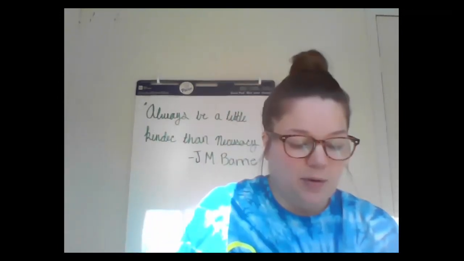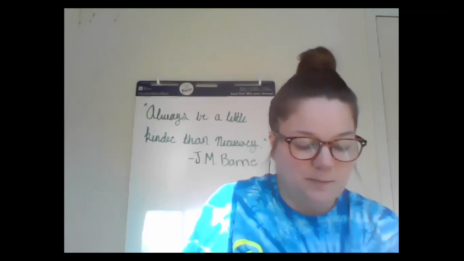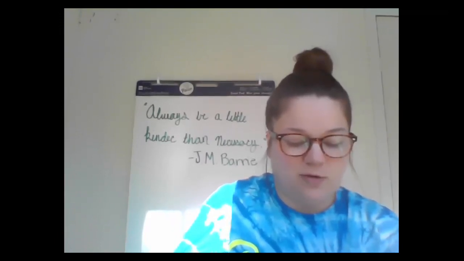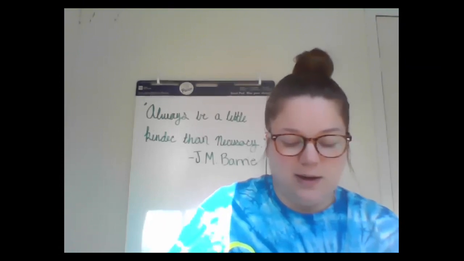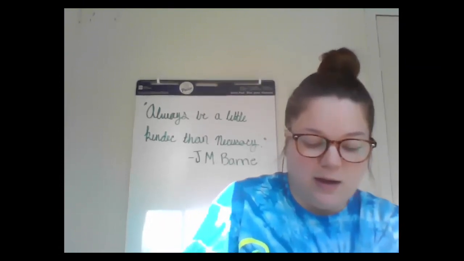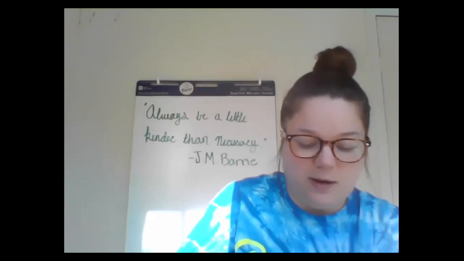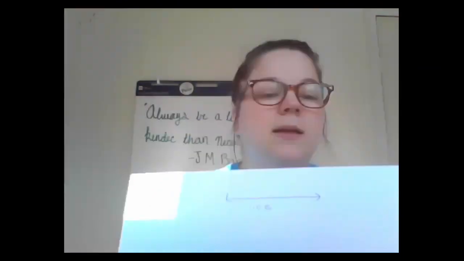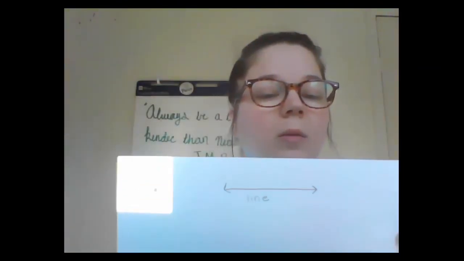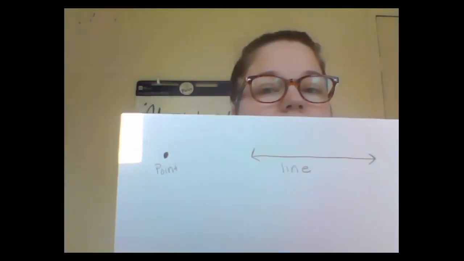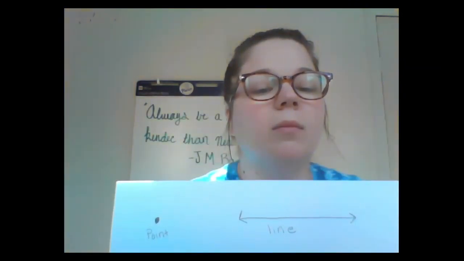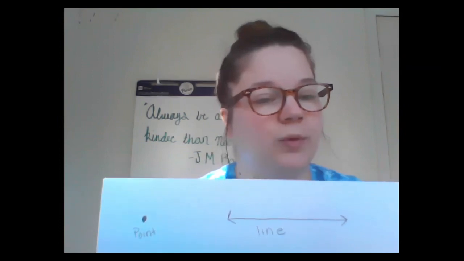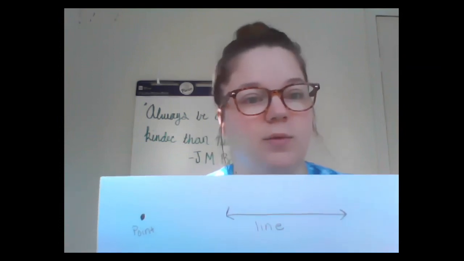We know that a point is represented by a dot. And we know that a line is represented by a straight line connected by an arrow on each end. Now, there is an arrow on each end of a line because it goes on forever and ever. The arrows just represent that the line never ends and it just keeps going and going, right?